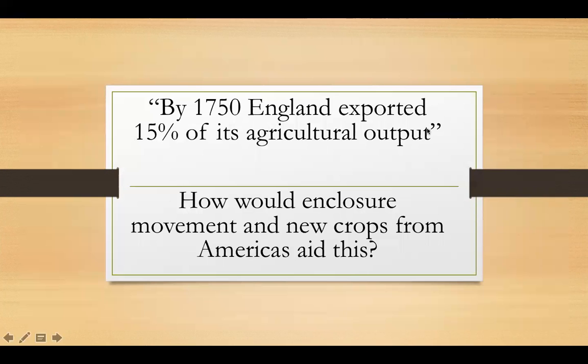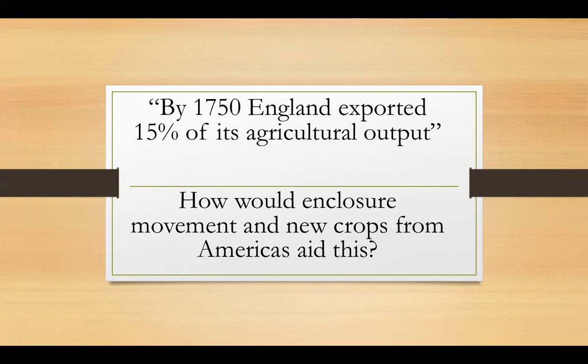All right, this next one, yeah, I did make a Jamboard for this one. I just forgot. So by 1750, and keep in mind, this is the height of the transatlantic slave trade. This is the height of the plantation system in the Americas. By 1750, England exported 15% of its agricultural output. What? So they are sending an excess, a surplus of goods. So 15% of its agricultural output is being exported elsewhere.